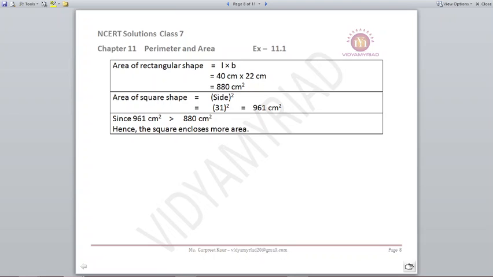So from the area of the square and the area of the rectangle, we found that the square encloses more space, more area, than the rectangular shape.